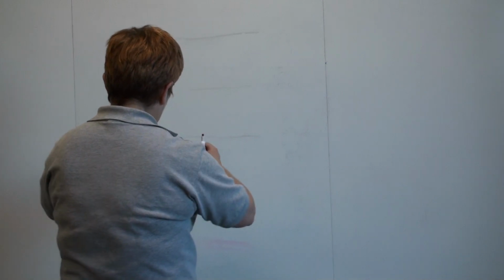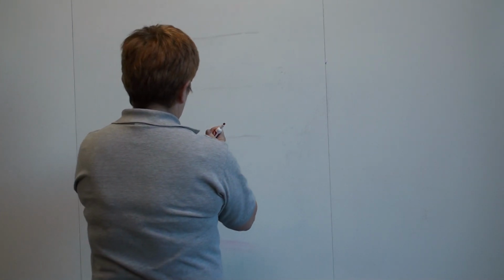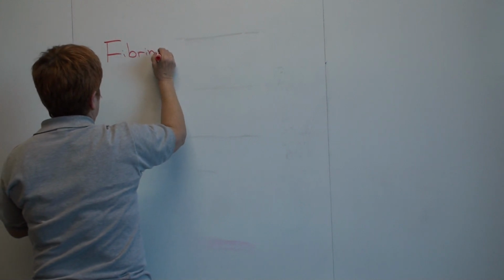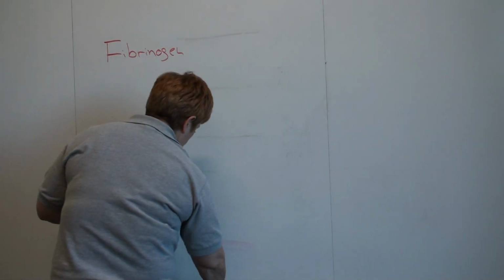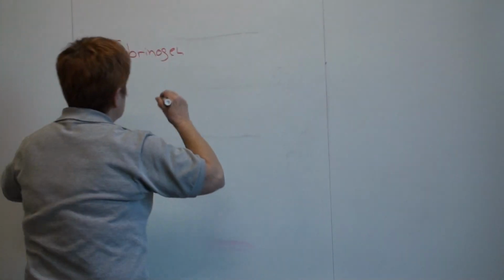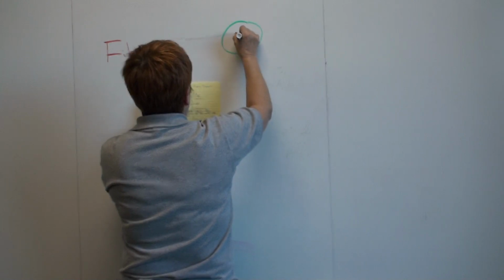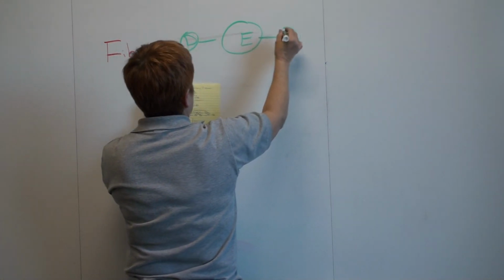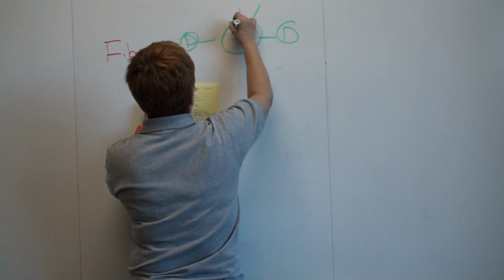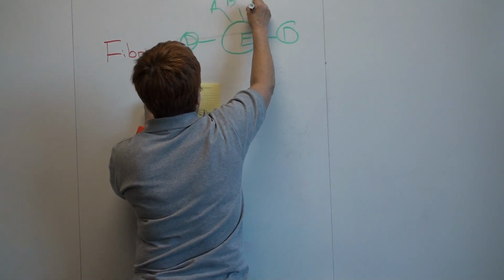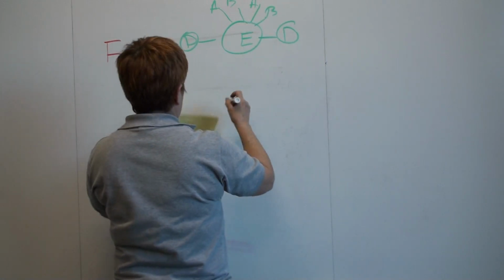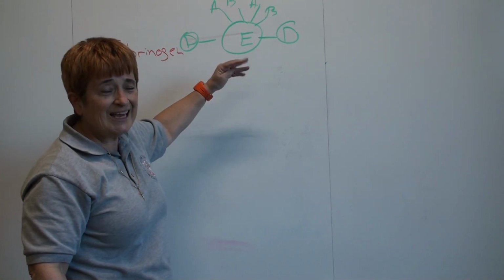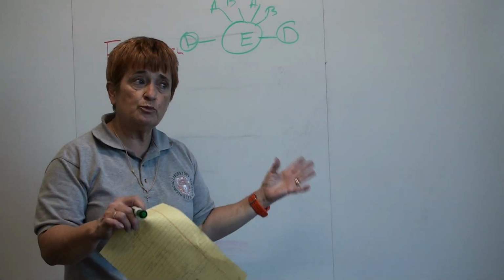Okay, so we're going to have our fibrinogen. Your fibrinogen is made out of different pieces. When we look at fibrinogen, I have an E and I have a D. And then I have smaller little pieces. We have A's and B's and A's and B's. So your fibrinogen is made out of pieces, and when plasmin takes these pieces apart, that's where we get degradation products.